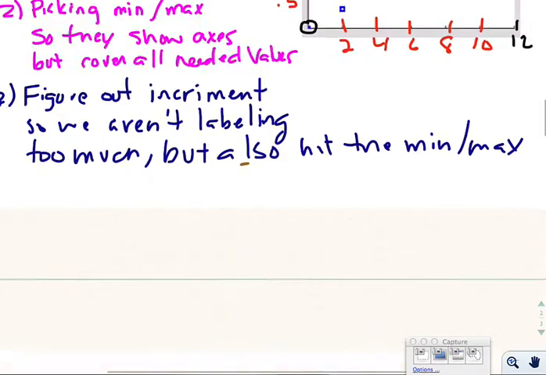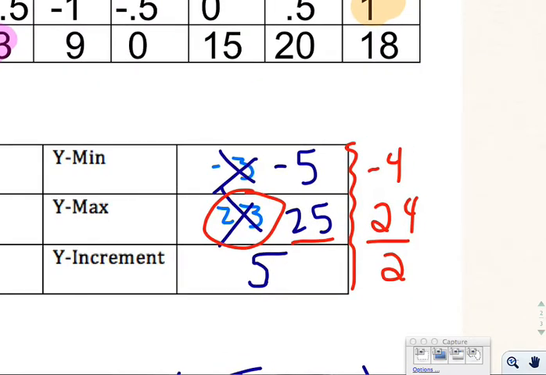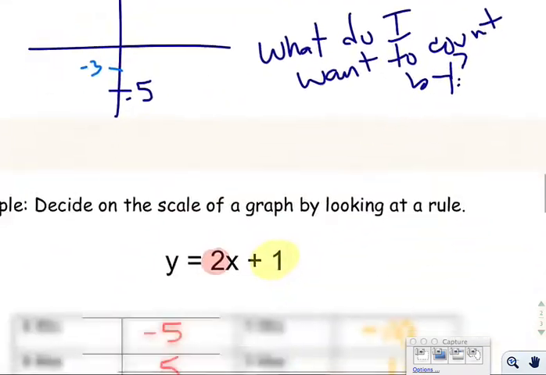we're using, so that we aren't doing too much, and so we hit the min and max. So in other words, negative 3 to 23 counting by 1s is way too much, but I could do negative 5 to 25 counting by 5s. That's only going to be like 6 things. And then negative 24 to 24 counting by 2s, which is going to be 14, which is quite a bit, but at least it's fewer than what it would be counting by 1s, okay?